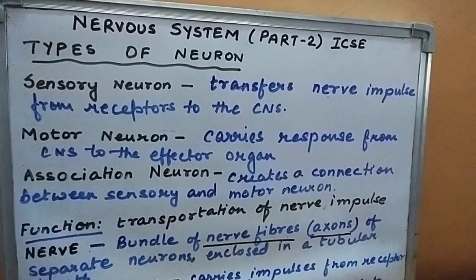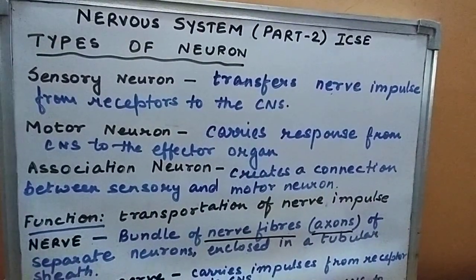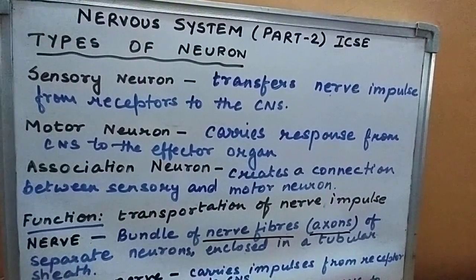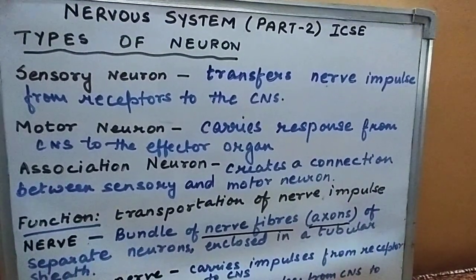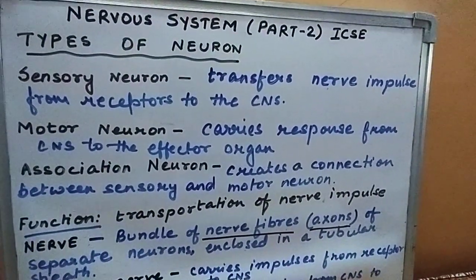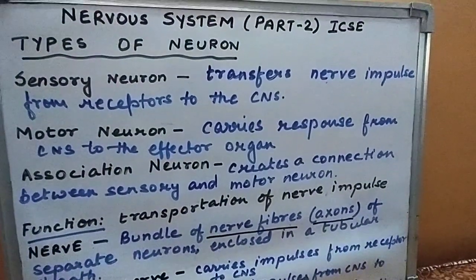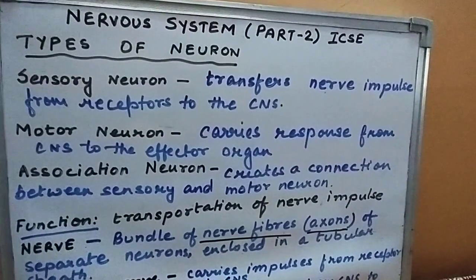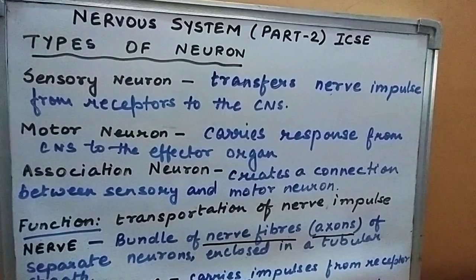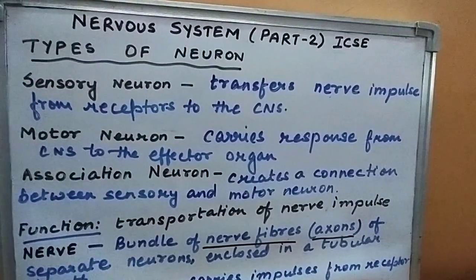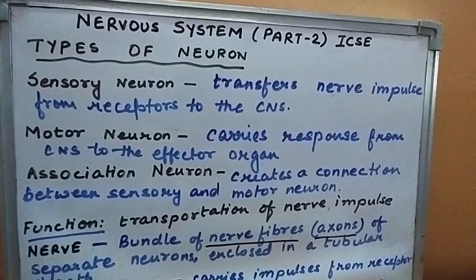So the first type of neuron is sensory neuron that transfers the nerve impulses from the receptor to the CNS. So the receptor is the part of body or the organ that receives the impulse. And then it is transmitted via sensory neuron to the central nervous system. And central nervous system includes brain and spinal cord. Second one is motor neuron that carries responses from central nervous system to the effector organ that shows the response.